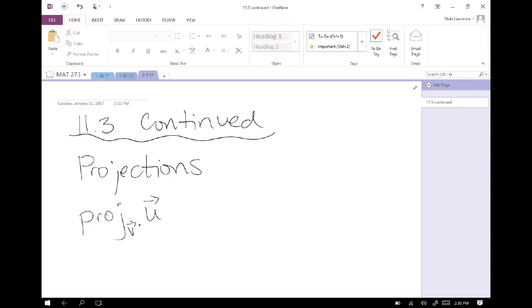Pretty sure I wrote this last time. It's written kind of like a log has a subscript. You can do like log base 5 of something. It's written similar to that. So the vector that we are projecting onto is the subscript. So if we see it like this, we're projecting onto V. So this is the vector projection of U onto V.